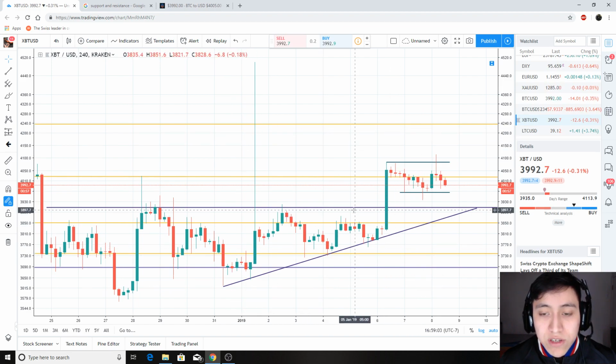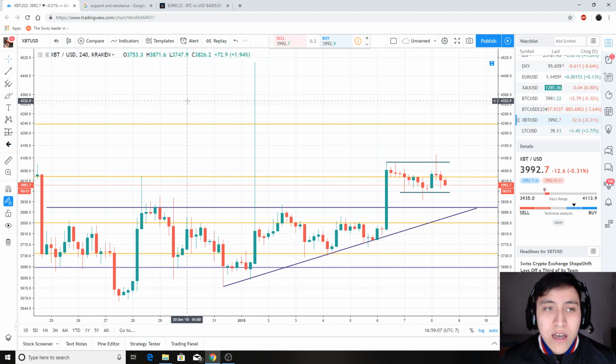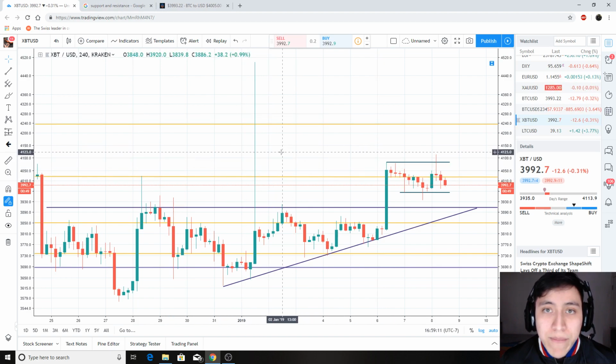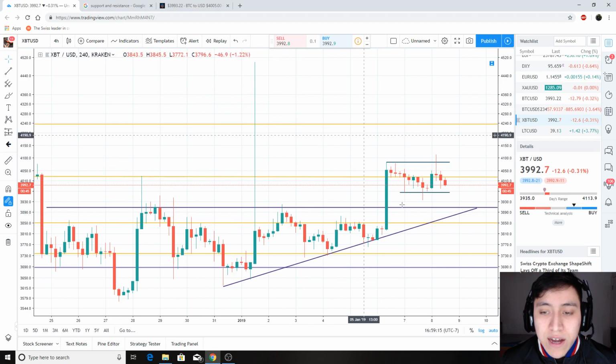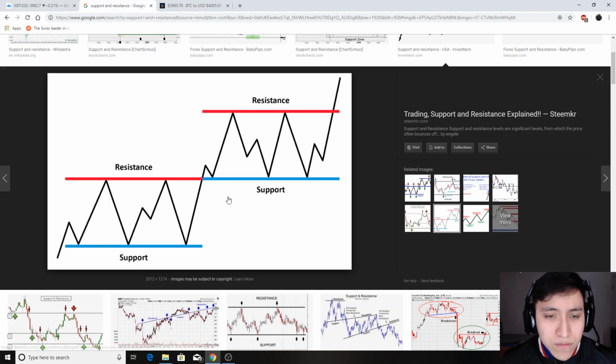So generally there's three different ways that you can actually trade support and resistance lines, and I'm just going to go ahead and show you guys a textbook example, and then we'll come back onto the charts and then we could see real life examples on how the market behaves.